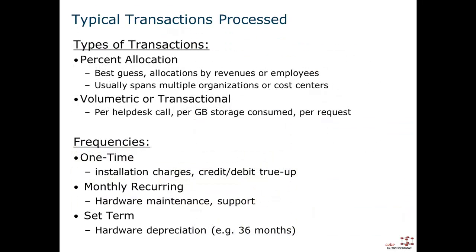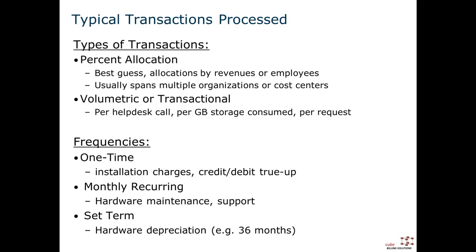The typical transactions that are processed within a cost allocation and cross-charging system are two types of transactions. The first is a percent allocation, and a percent allocation would typically parallel another driver within your company. So this other driver could be revenues by client, it could be per employee, per asset, or even a best guess. And this would typically have a one-to-many type of environment.